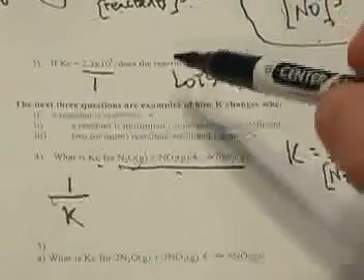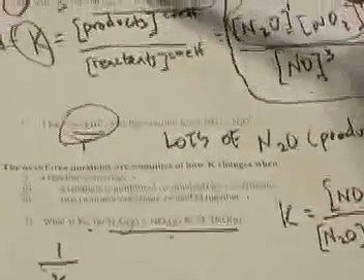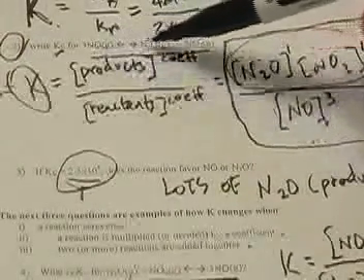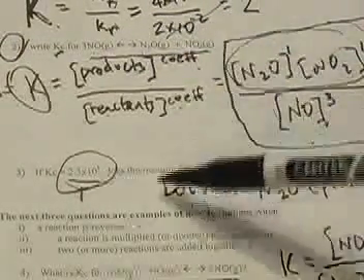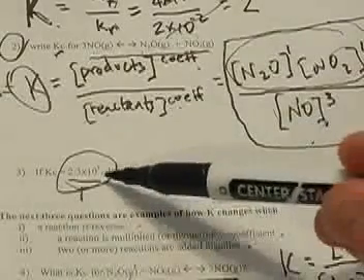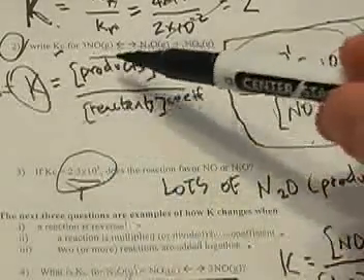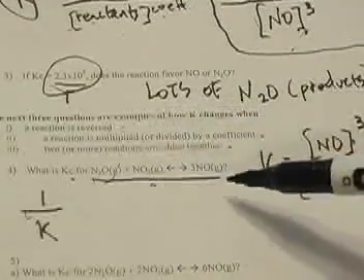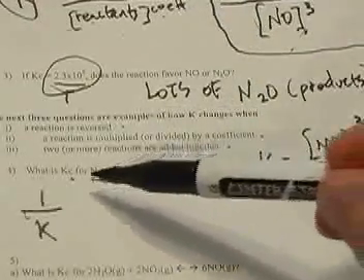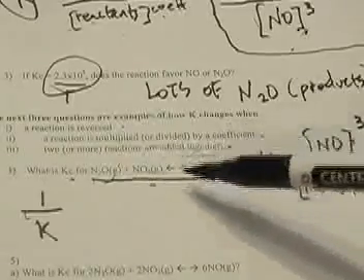Now it told us up here that K sub C for the reaction in this direction right here was 2.3 times 10 to the 5th. We now took this reaction and wrote it backwards or in reverse, making these the reactants and these the products.